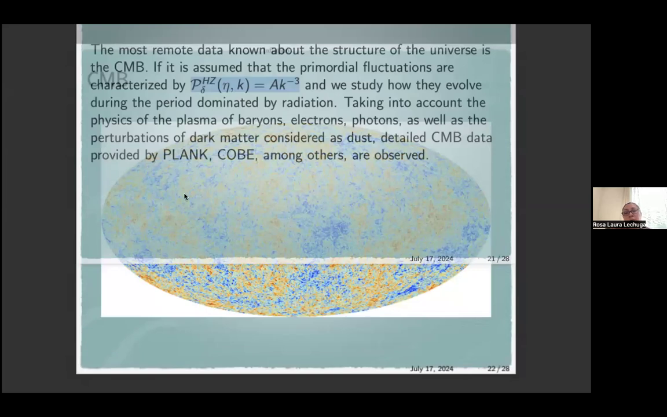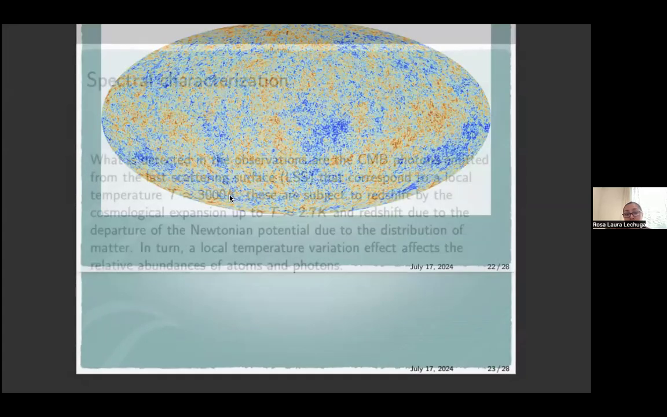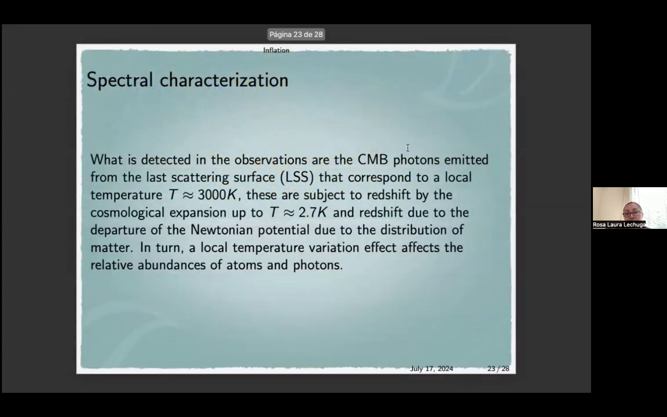And from this map, people can extract the temperature of different regions, and people detect the photons emitted from one surface. You can think of the surface as one of the slices, as we saw in the first lecture. That slice is characterized by a particular temperature that I wrote here as 3000 kelvins and is known as the last scattering surface.